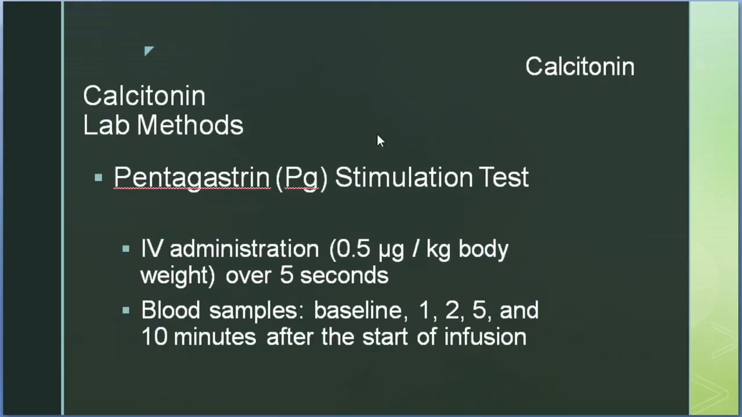So for your laboratory methods for calcitonin detection, we have this pentagastrin stimulation test. Ano tong pentagastrin stimulation test, Doc? So we give pentagastrin via IV administration, approximately 0.5 microgram per kilogram body weight over 5 seconds. Then we collect the blood sample. Then we check for the baseline level, and the levels after first, second, fifth, and 10 minutes of administration of your pentagastrin. The diagnostic sensitivity for medullary thyroid carcinoma is increased by pentagastrin stimulation before your calcitonin level testing.